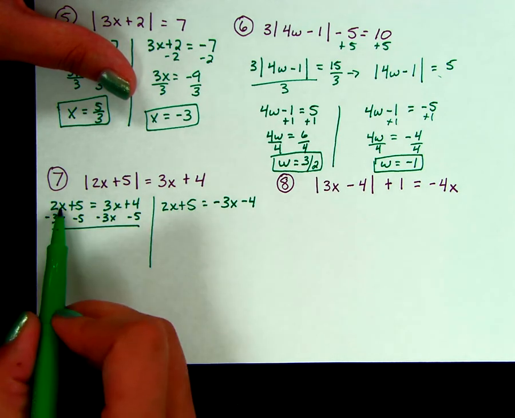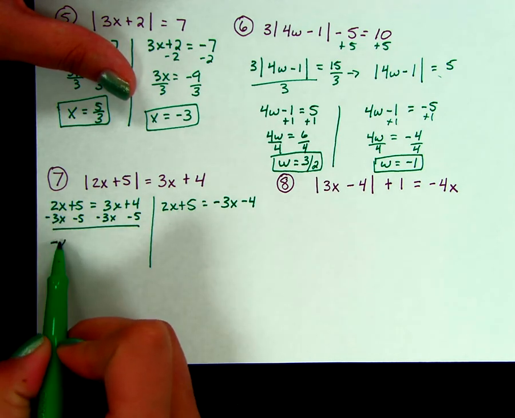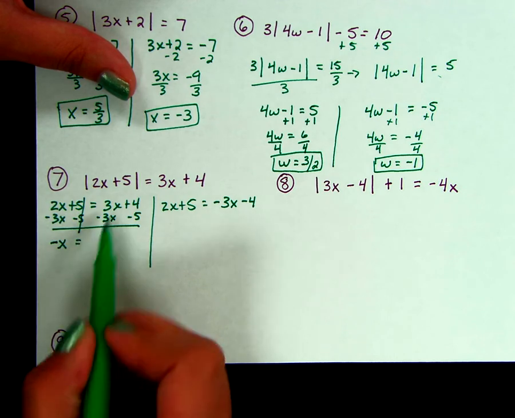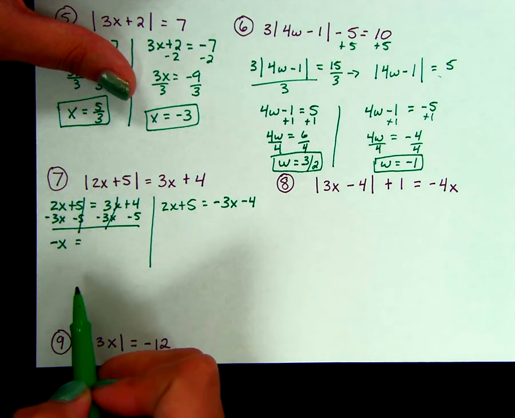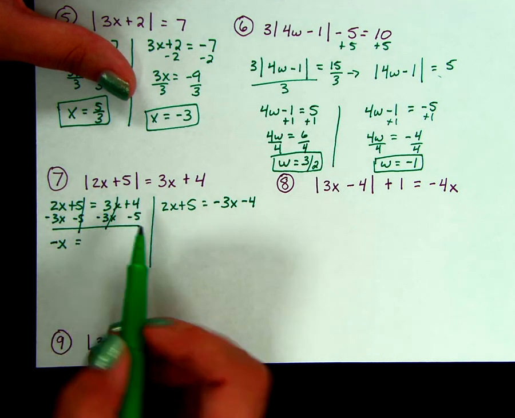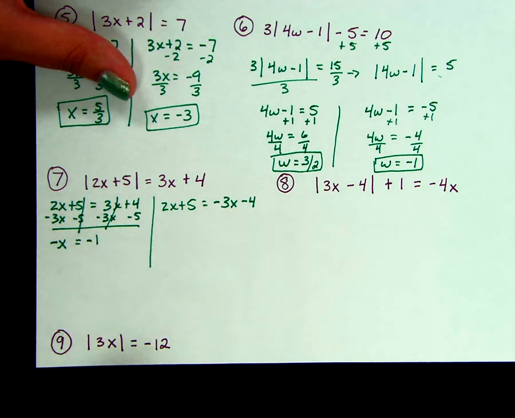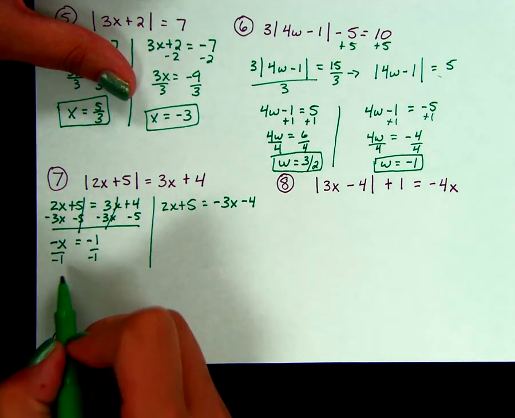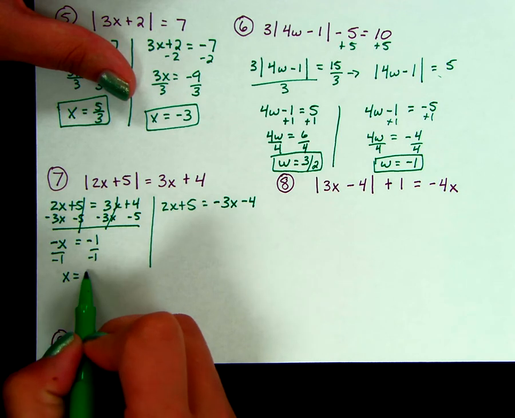All right, so 2x minus 3x is a negative x. Positive 5 minus 5 cancels out. 3x minus 3x cancels out. And then positive 4 minus 5 is -1. So now we divide both sides by -1 to make our x positive. So x will equal +1.